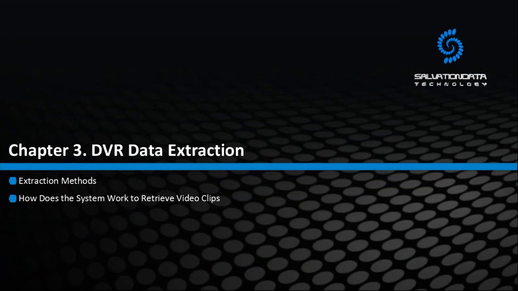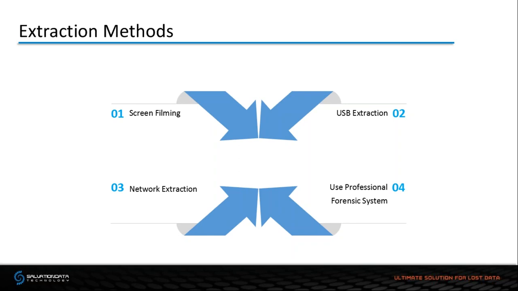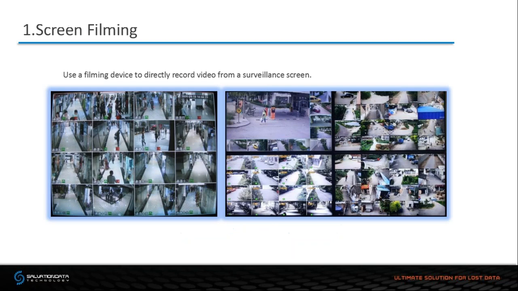Chapter 3, DVR data extraction. In this chapter, let's take a look at the typical video data extraction methods and how a forensic system works to retrieve video clips. Here are some ways to extract videos from a DVR. They are screen filming, USB extraction, network extraction, and using a professional forensic system.